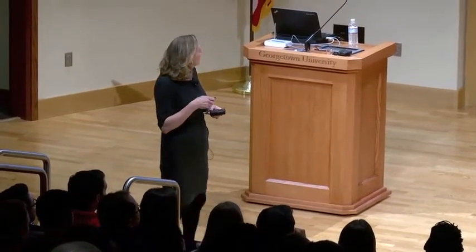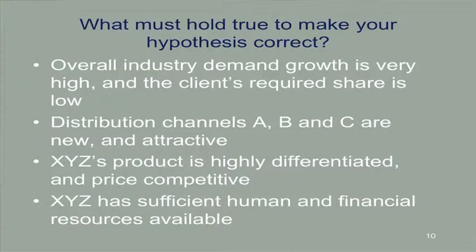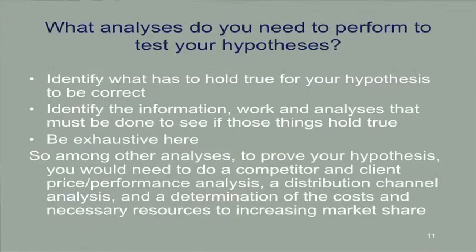But in order to make your hypothesis correct, you might say to yourself, okay, overall, I have to know that industry demand is high enough to absorb this. I have to know that the distribution channels are there, right, that they're attractive. I have to know that my product is differentiated, that it's competitive. And I have to know that I have the resources available. And those resources, back to your point about the logistics, that you've got all of that in place.